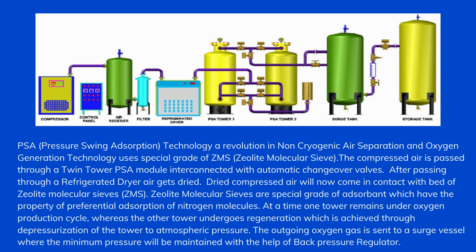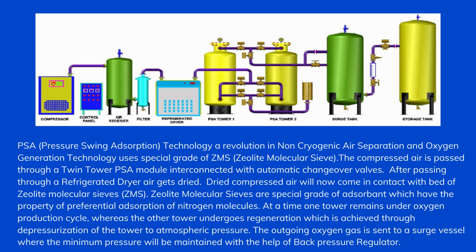At a time one tower remains under oxygen production cycle, whereas the other tower undergoes regeneration, which is achieved through depressurization of the tower to atmospheric pressure. The outgoing oxygen gas is sent to a surge vessel where the minimum pressure will be maintained with the help of a back pressure regulator.